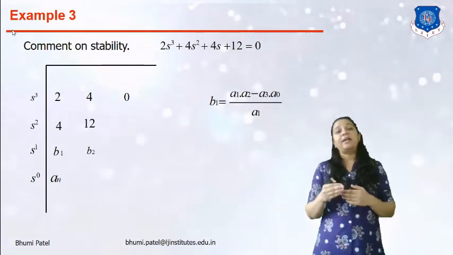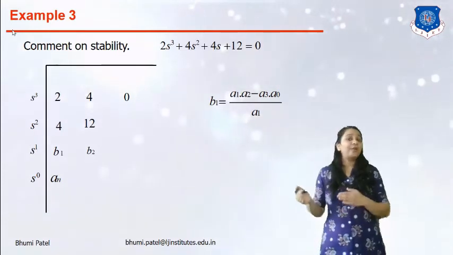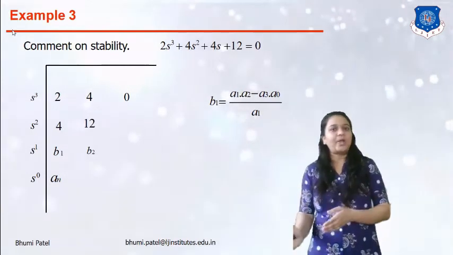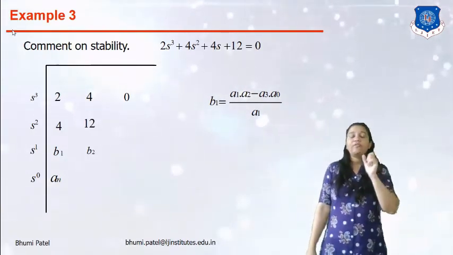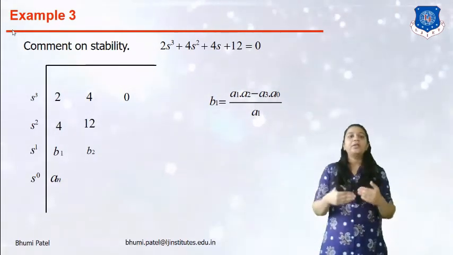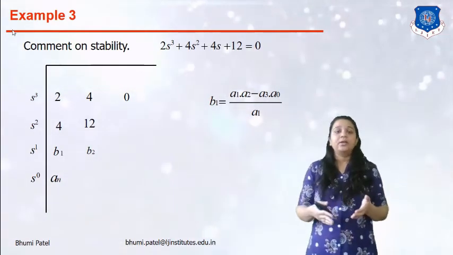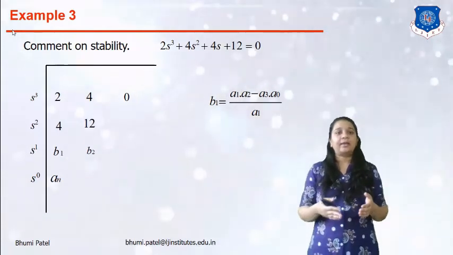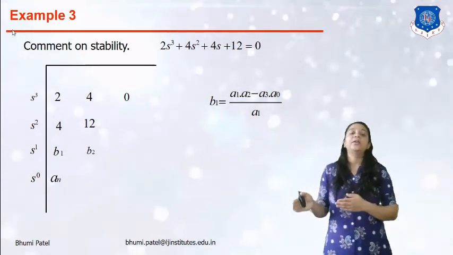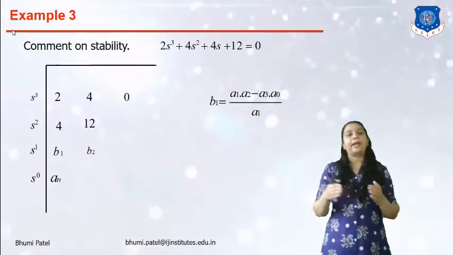Now after that we skip the term 4s square. The next term is 4s, so the coefficient of s is 4. We write 4, and after that there is no element, so we put 0. So in the first row the elements are 2, 4, 0. Now in the next row we write the s square coefficient. Here the s square coefficient is 4, so we write 4. After that we skip the term 4s, and then write the 12. So in the next row we write 4 and 12.